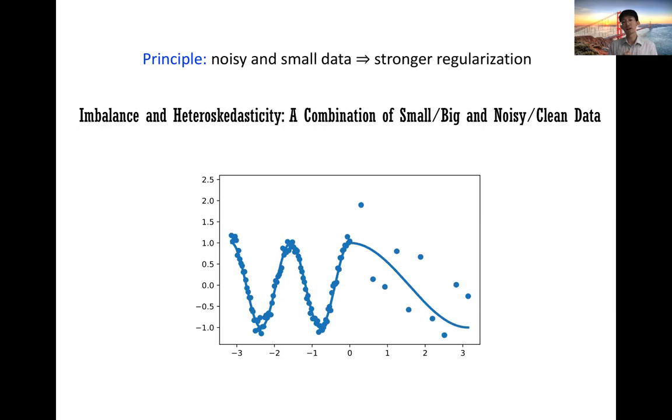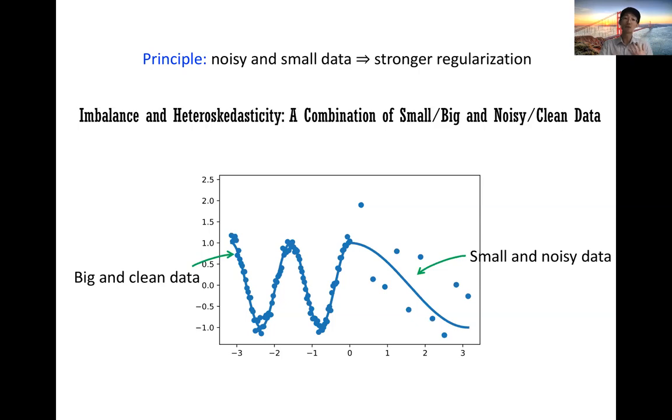Here I'm using a toy case to demonstrate why we have to be clever about it. Here I have an imbalanced and heteroskedastic one-dimensional data set. On the left-hand side, I have big and clean data. You can see that the blue curve is the ground truth, and the dots are the examples. On the left-hand side, you have a lot of data points, and there's almost no noise in the data set. On the right-hand side, we have a small and noisy data set because we have a lot of variance there.